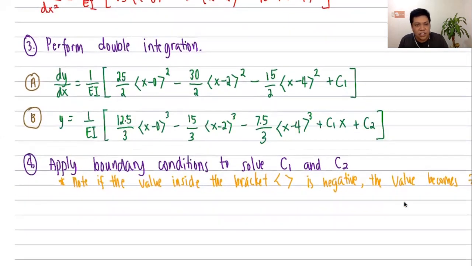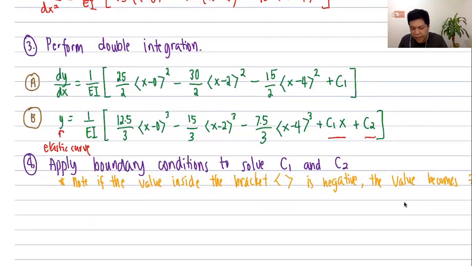This is my second integration. I now get y, which is the equation of my elastic curve. So this is now the deflection curve or the elastic curve. Do not forget that once I integrate, I now have again C1x and another constant of integration C2.